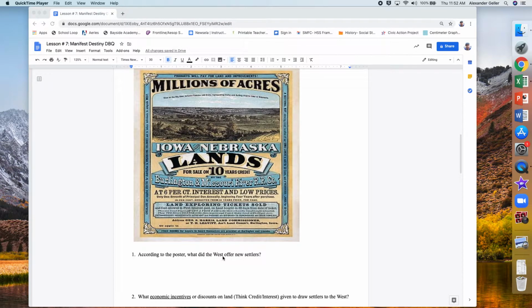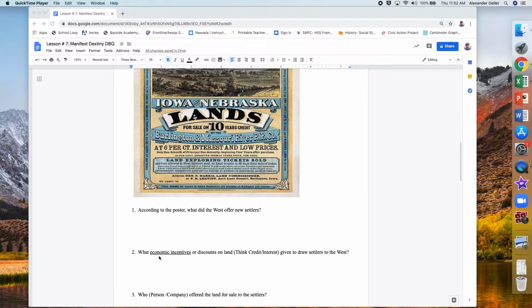And when we say the word West, we're talking about the land that's out there. What did it offer to these people? What could they get for their money? What would they do out there? Finally, what economic incentives or discounts on land? So think about credit or interest.